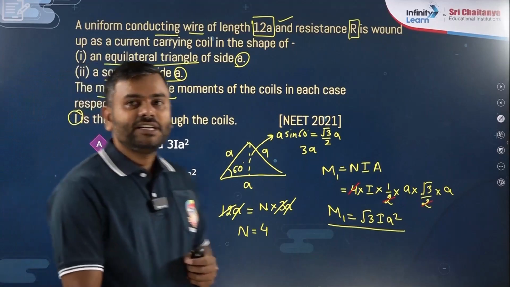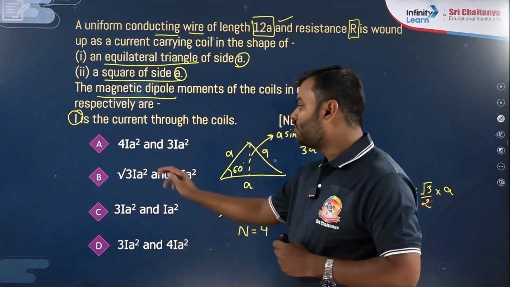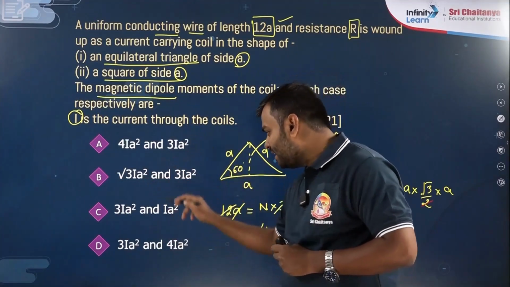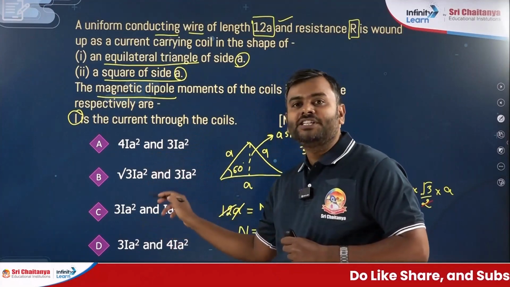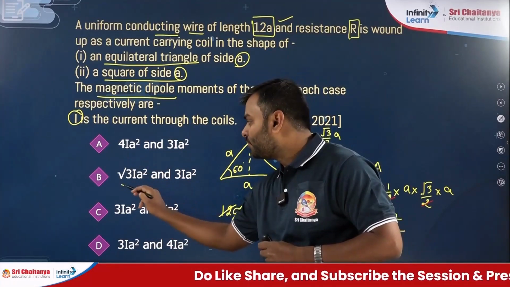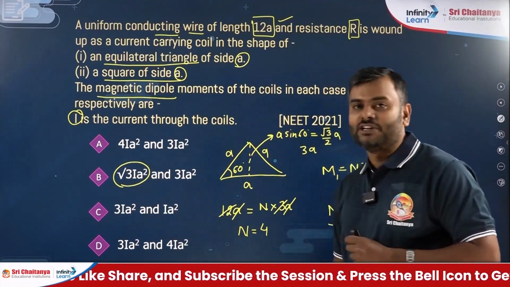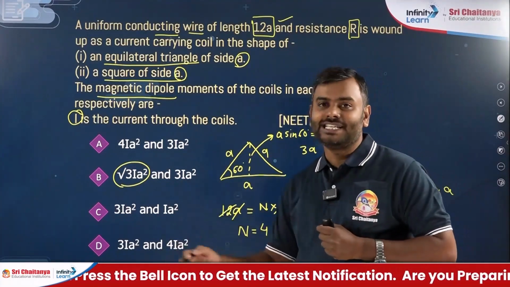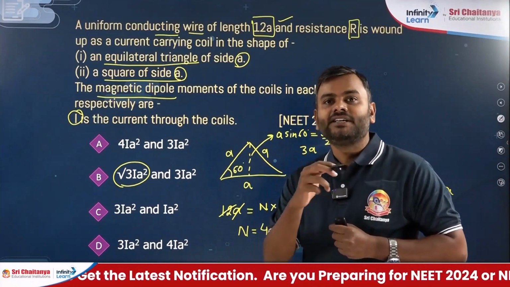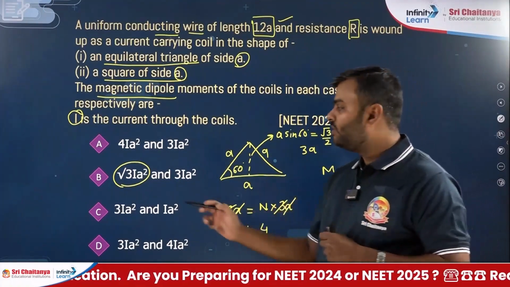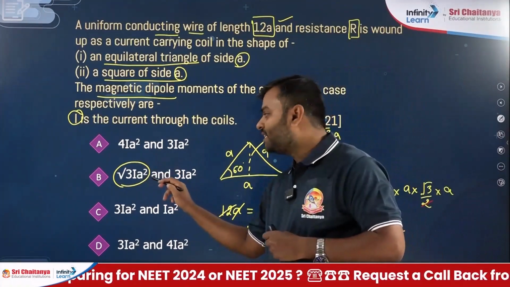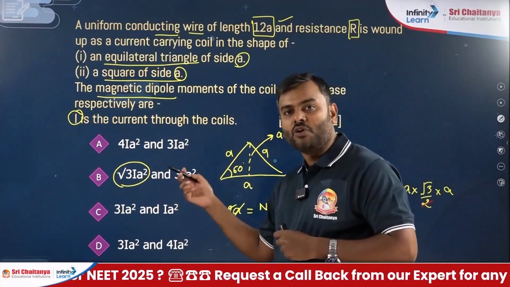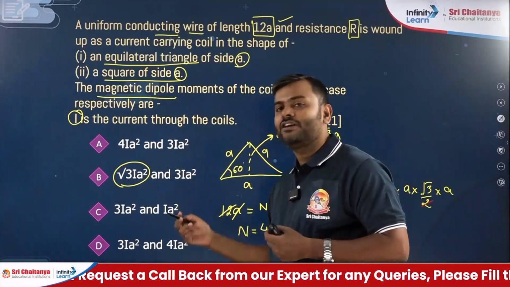In that they have given one option where we have root 3 I A square, and we don't have any other option in which we are getting this value as an answer. So this can be marked directly as the answer, but we can verify if you want. Although it is clear that B is the correct answer, if you want to verify, for the square, that also you can do.